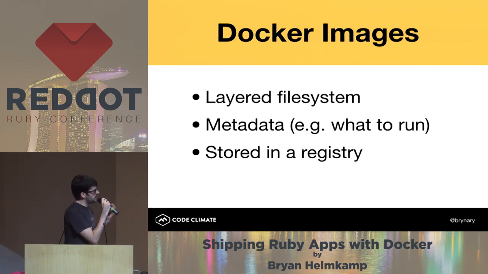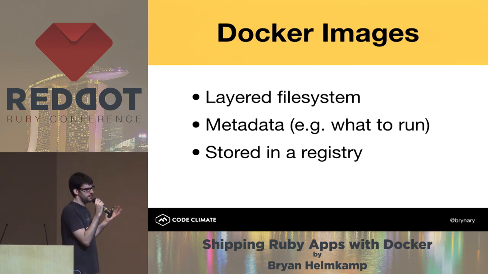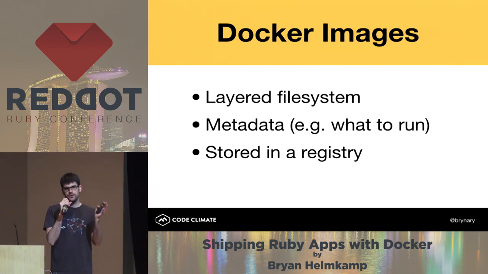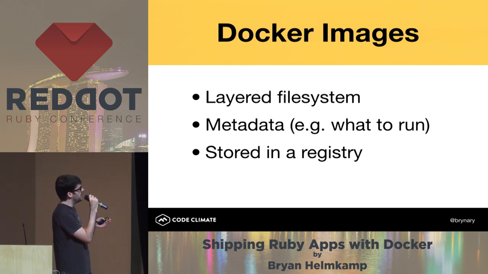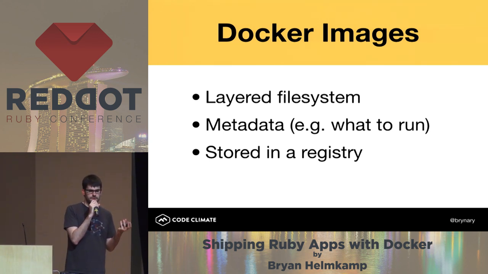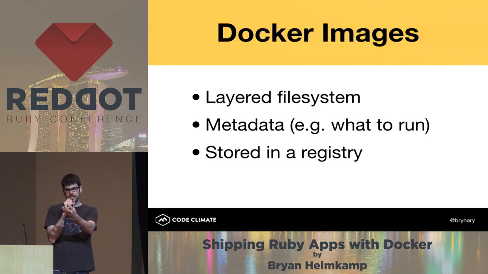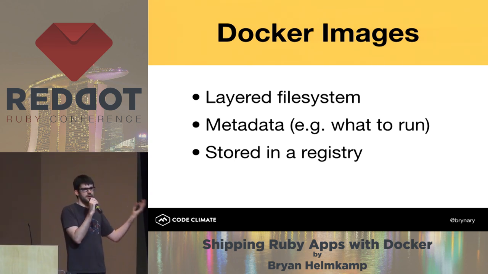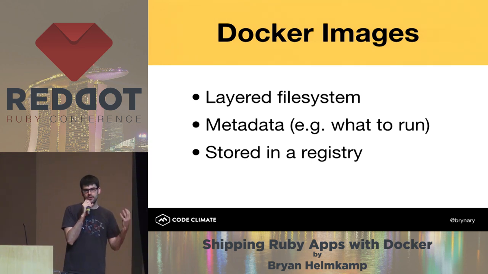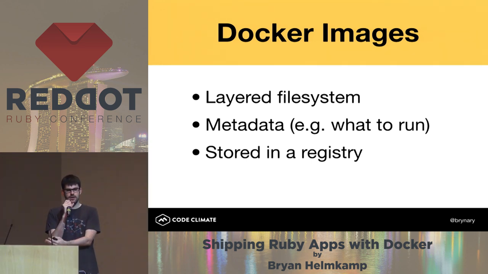So Docker has two components. There's images and containers. There are two main concepts. This is a little tricky at first. I kept getting them confused. But the image is a saved version of something that can be booted into a container. So when I say image, you can think of it like a package. A Docker image is like a Docker package. And then when you run that package, you get a container, which is like a process.